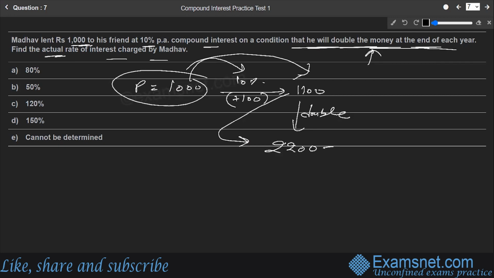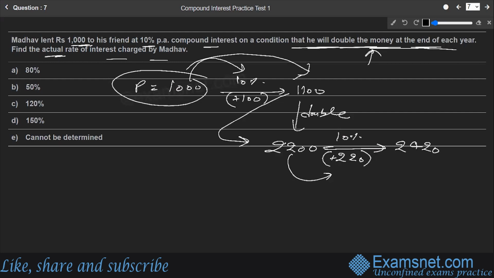Now again, on 2,200 there will be 10% interest applicable, as they say in the initial statement, the rate of interest is 10% per annum. So 10% of 2,200 will be nothing but 220 rupees. This 220 rupees will be added to 2,200 to give you the new amount, that is 2,420 rupees. Now this is the end of the second year.